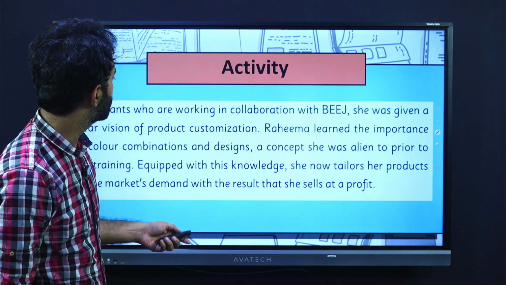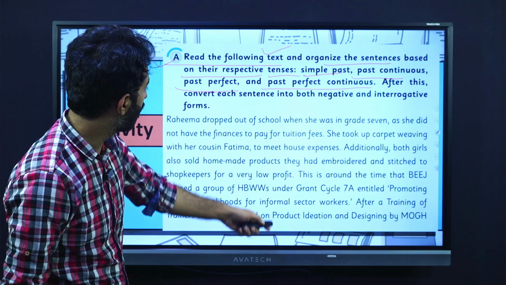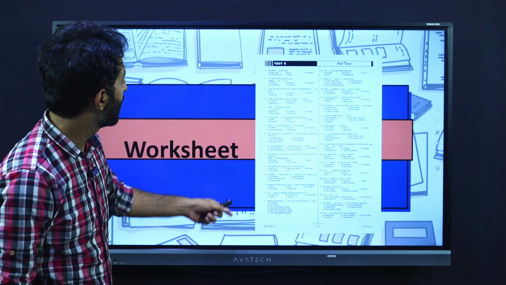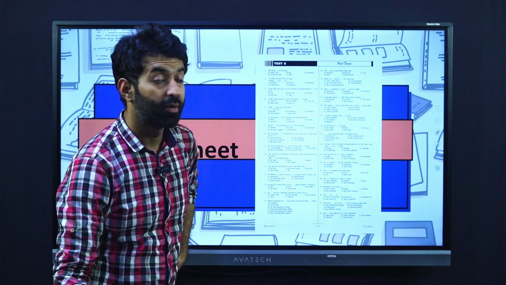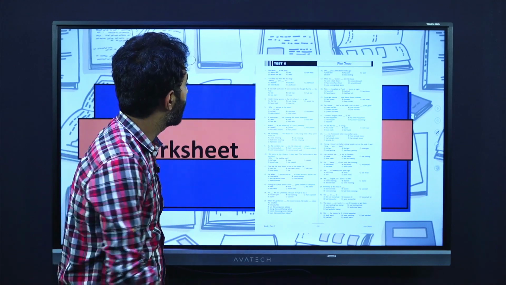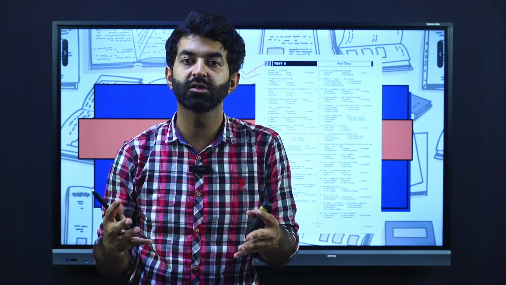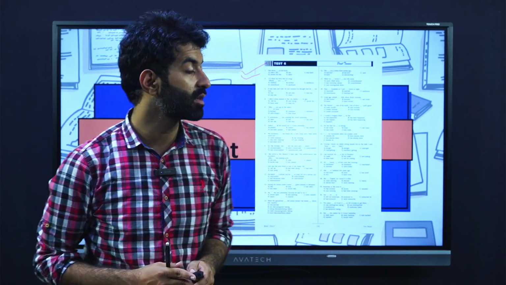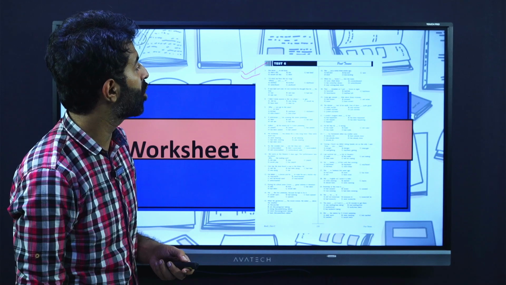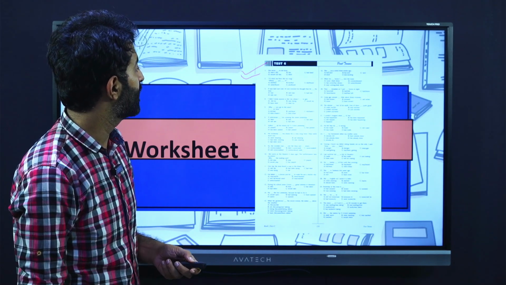Okay, this is related to the previous one. The whole passage is going on over here, and for your worksheet, you're going to have this worksheet with past tenses, and you have to solve it. This is your homework. This is your task. You have to submit it by the next lecture. It is very much important that you solve this and practice your understanding for what we have learned today.